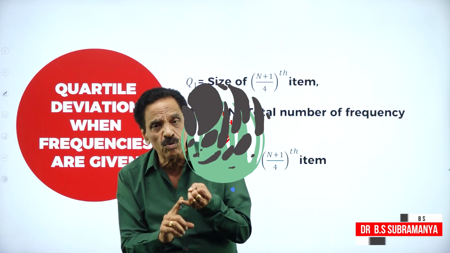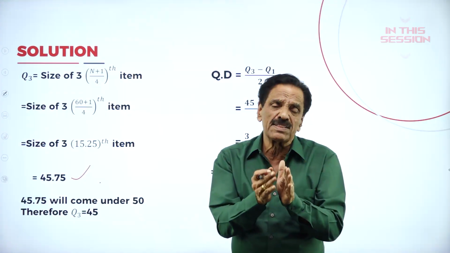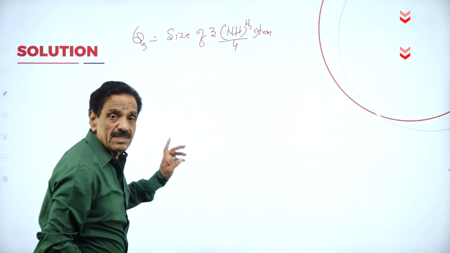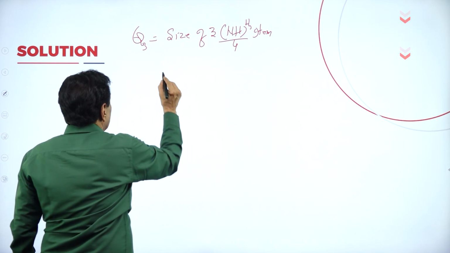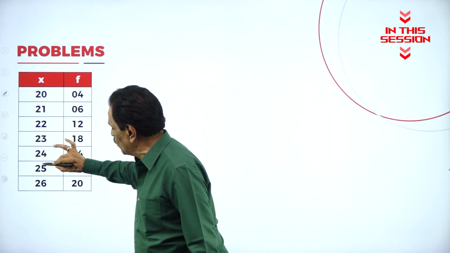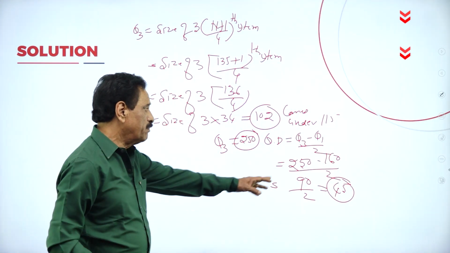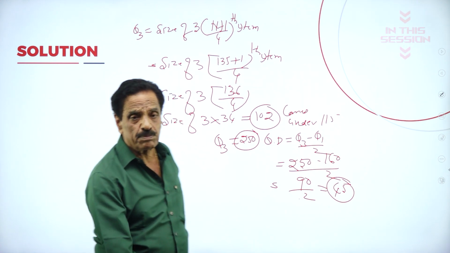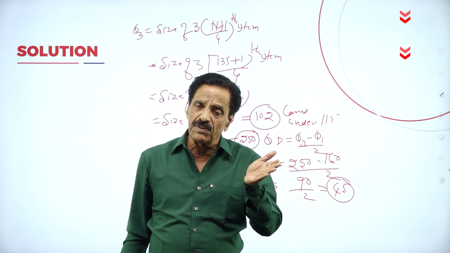First quartile is Q1, second quartile is Q2, third quartile is Q3. Convert the frequency into cumulative frequency. What is Q3? Size of 3 into (n plus 1) divided by 4th item. That is size of 21, 22, 23, 24, 25, 26 is there. Then your 250 minus 160 is 90. Divide by 2 is 45. So what are the steps to do? First convert frequency into cumulative frequency.